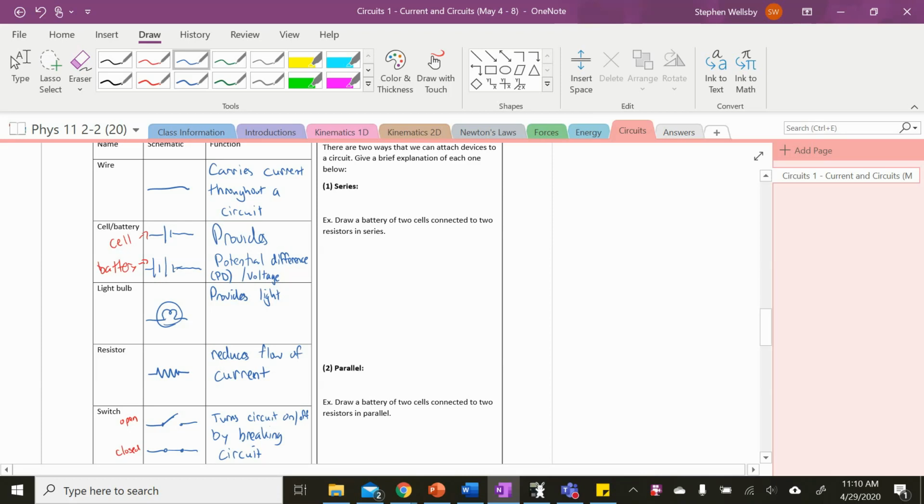A resistor, you probably would not really have known what this was unless you tried putting it into a circuit and seeing the effect that it has. So you can try playing around with that, but what a resistor does is it reduces the amount of current.